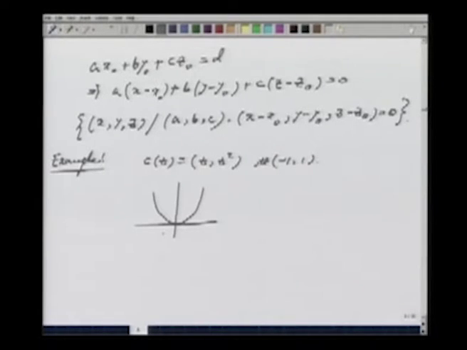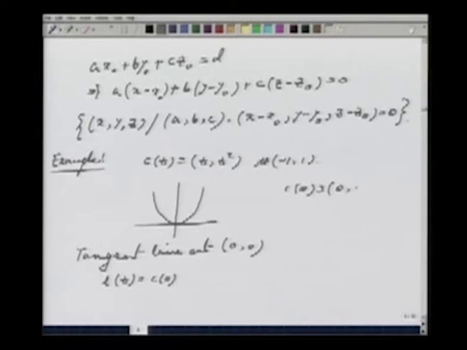And I want to calculate the tangent line. Let us set the origin, let us say (0, 0). So what would be the equation? The equation of the line should be L(t) equal to C(0), because I see that C(0) is (0, 0), plus (t minus t naught) into C prime of t naught, that means C prime at 0.